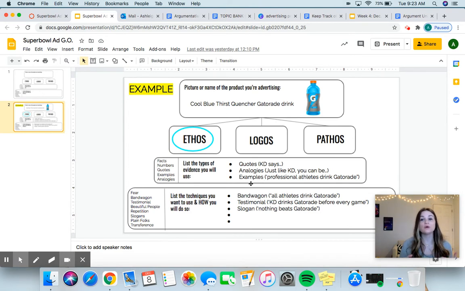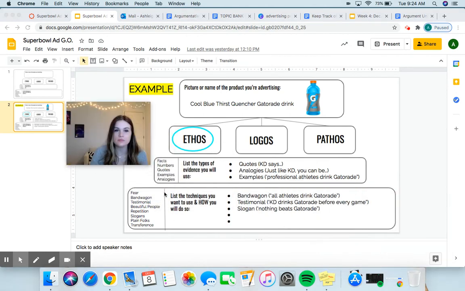So again, you are not trying to be perfect with your graphic organizer. You are just trying to come up with some ideas to get you going, and you can refine and edit later. It's just a way to process and think about ideas. And then the last column, list the techniques you want to use and how you will do so. These are the techniques that I'm going to go over with you in the slides: fear, bandwagon, testimonial, beautiful people, repetition, slogans, plain folks, and transference. So I could come up with more, but for now, this is what I have.